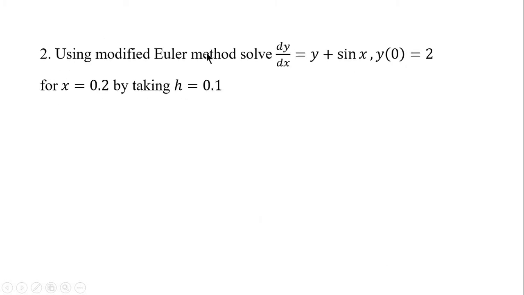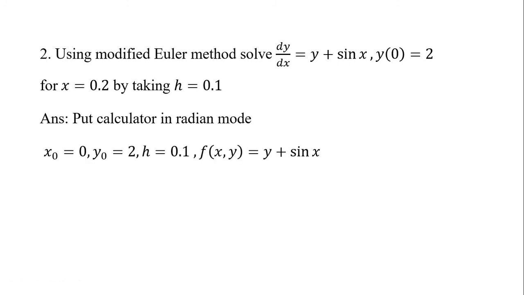Problem 2. Using modified Euler method, solve dy by dx equal to y plus sin x, y at 0 equal to 2 for x equal to 0.2 by taking h as 0.1. If h is not given, you can start by taking h as 0.1 itself. Since we have a trigonometric function here, let us first put the calculator in radian mode. Write down the given data. Here x0 is 0, y0 is 2 and h is 0.1. f of xy is y plus sin x.